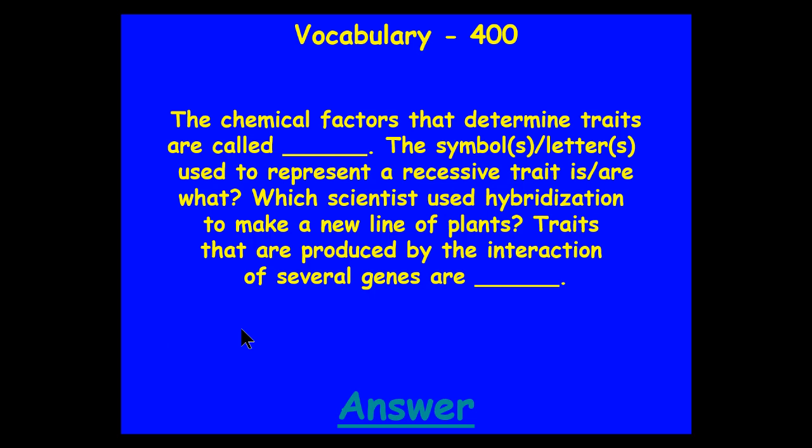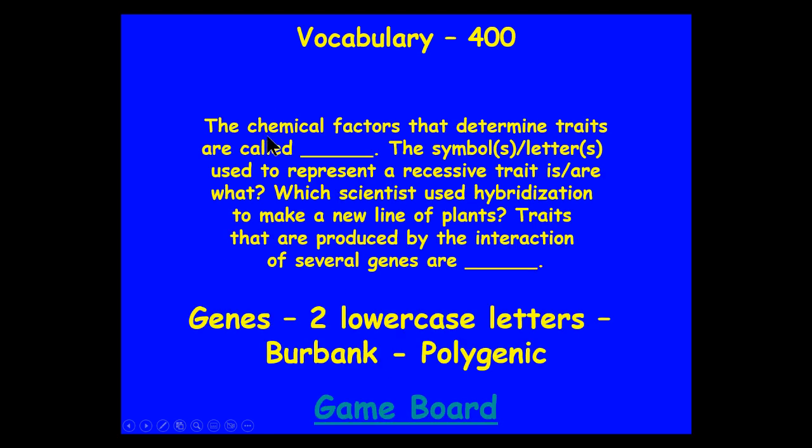Answers in 5, 4, 3, 2, and 1. Okay, chemical factors that determine traits are called genes. You might also see the term alleles. Two lowercase letters would be the recessive trait. That is the only way the recessive trait would be shown, is if there is no uppercase letter with a lowercase letter. Luther Burbank was the guy who used hybridization to make new plants, and polygenic means many genes.